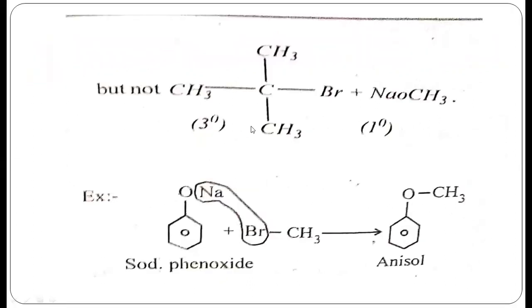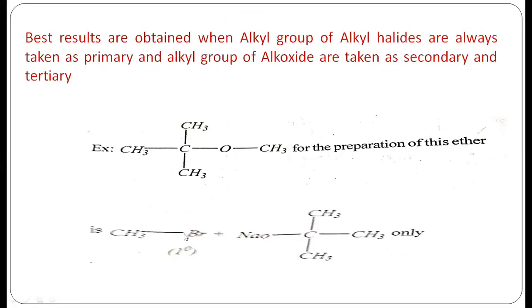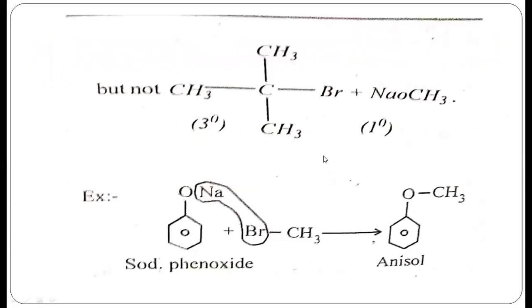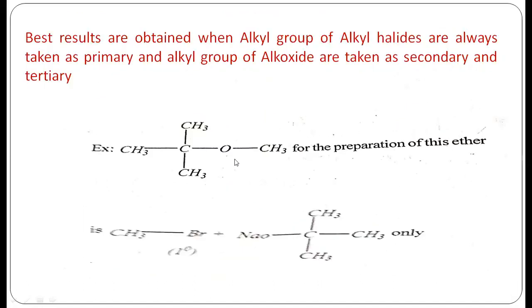Whereas if you take the tertiary butyl halide as a reactant, instead of the primary methyl halide, then after removing the bromine it will form a stable carbocation, which won't react quickly with this compound. So to prepare this compound, there are two possibilities for the alkyl halides. One is methyl halide, and the other is tertiary butyl halide. But instead of the tertiary butyl halide, to prepare this compound we have to take the primary alkyl halide, that is the methyl halide, with this compound, not the other combination.